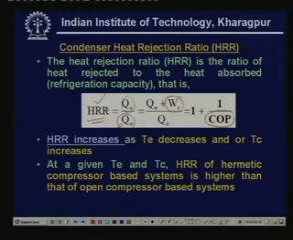Okay. Now since here heat rejection ratio is a function of COP, it can easily be inferred that the heat rejection ratio increases as evaporator temperature decreases and or condenser temperature increases. Okay, so let me show a typical performance curve.